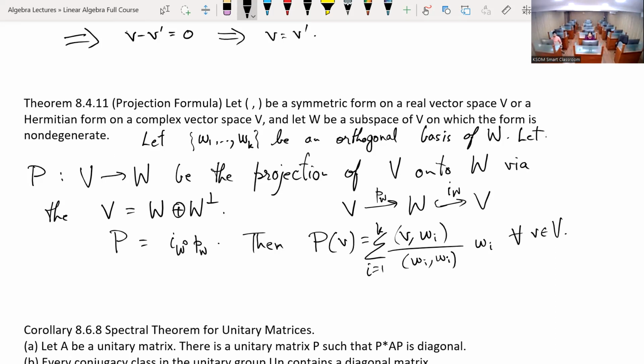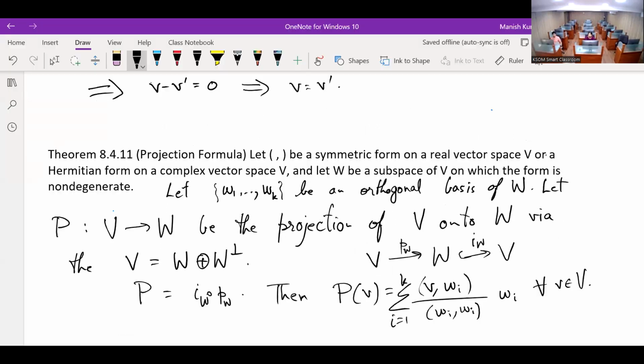Is P a map from V to V or V to W? P is a map from V to V. It's a projection operator, a map from V to V whose image is W and whose kernel is W perp. So P is the projection operator.